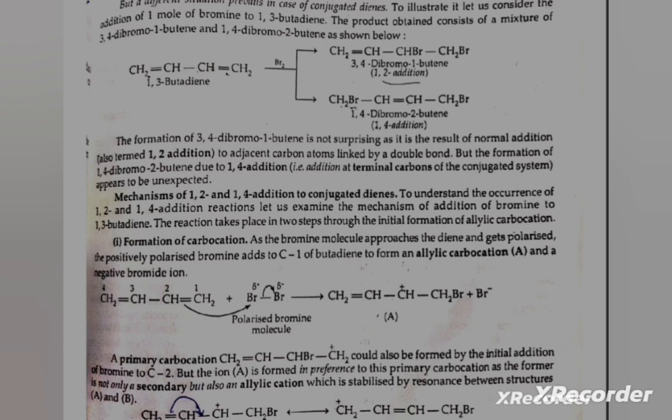As the bromine molecule approaches the diene and gets polarized, the positively polarized bromine adds to C1 of butadiene to form an allylic carbocation A and a negative bromide ion. A primary carbocation, CH2=CH-CHBr-CH2+, could also be formed by the initial addition of bromine to C2. But the ion A is formed in preference to this primary carbocation, as the former is not only a secondary but also an allylic cation, which is stabilized by resonance between structures A and B.